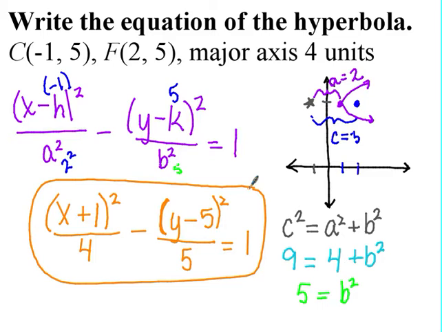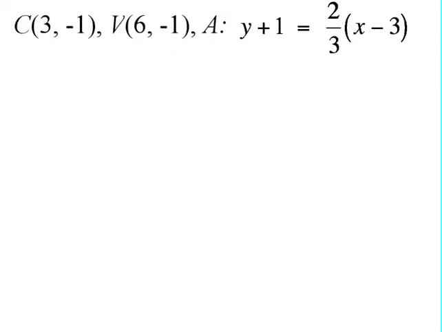So it follows along the same rules that we've already done with parabolas and ellipses. Let's go ahead and look at another one. Okay, we're going to go ahead and look at another one. And then we're going to talk about something known as eccentricity, which is something we've already talked about.